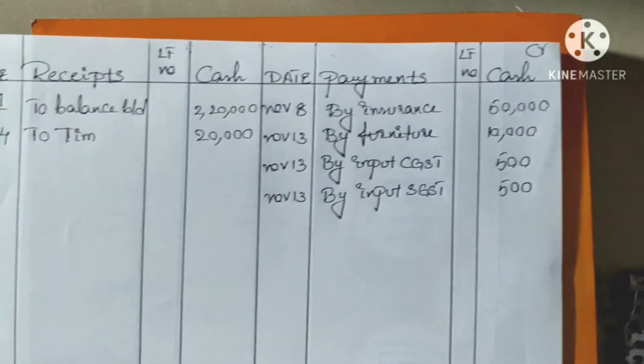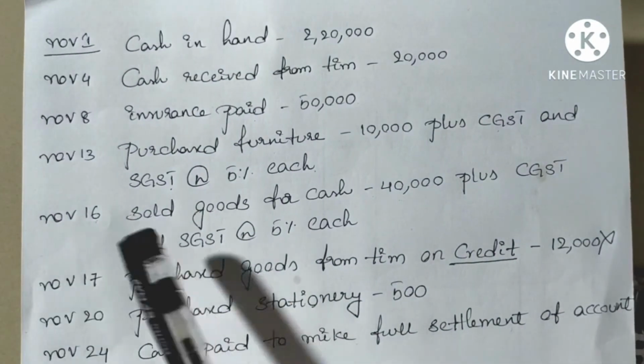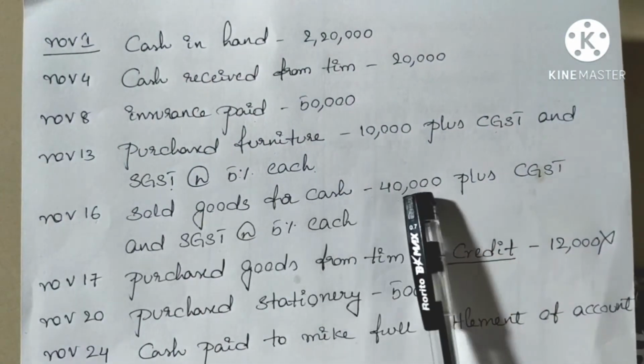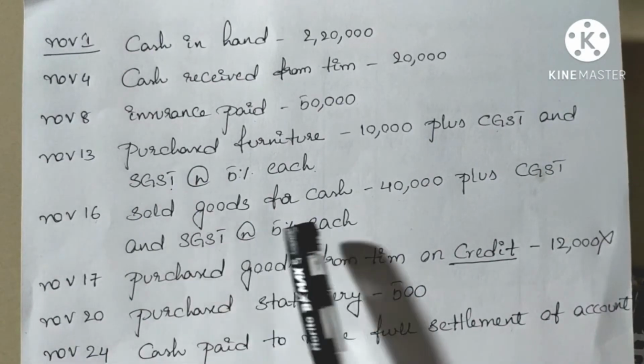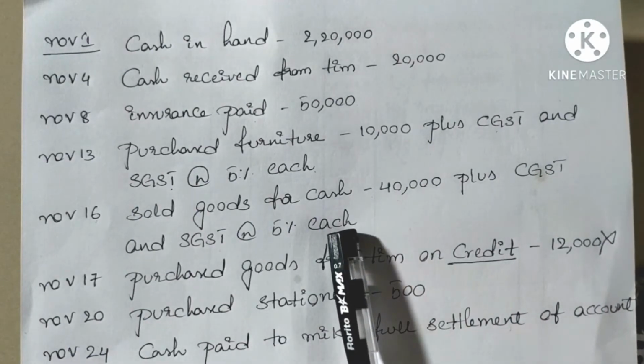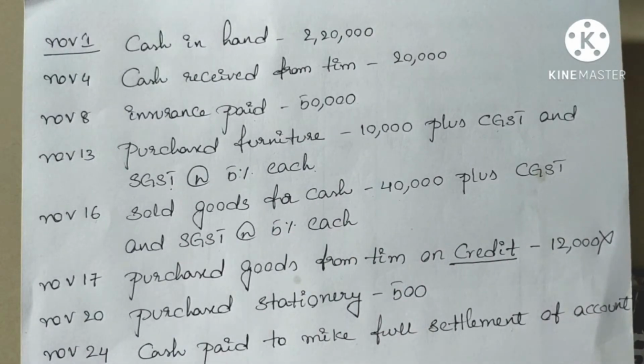Our next transaction is sold goods for cash 40,000 plus CGST and SGST at 5% each. Whenever we see tax for sales, then we have to consider it as output tax. Okay? For purchases, it will be input tax, and for sales, it would be output tax.